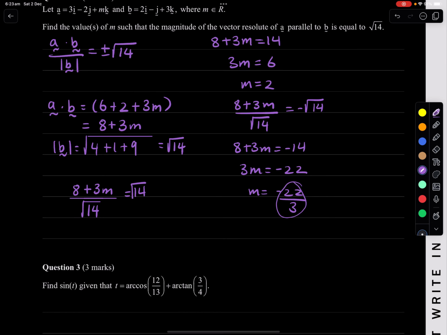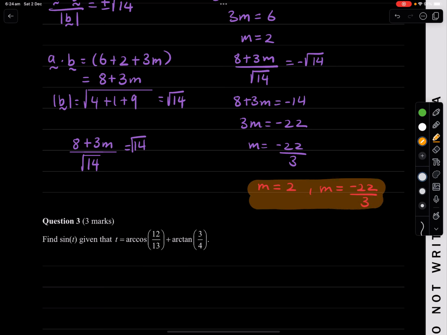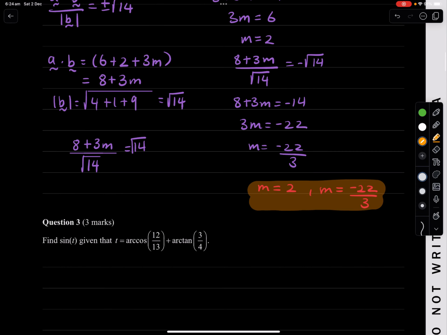Aha, we got a negative value, and that's great. So your two values are m is equal to 2, and m is equal to negative 22 over 3. These are your two solutions. I hope that makes sense. So that's how you would do this.